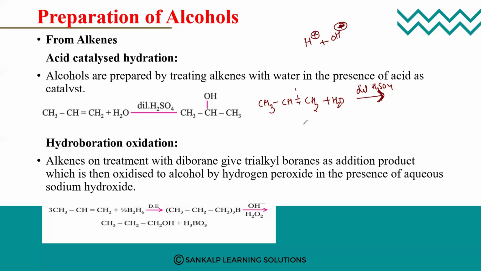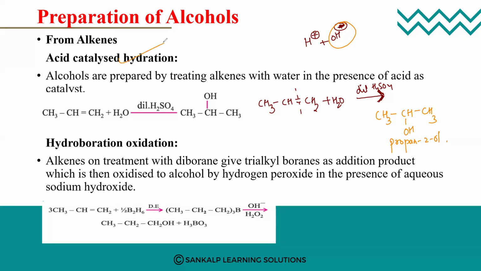This is an unsymmetrical alkene. Across the double bond, the number of carbon atoms are not the same, then we say it is an unsymmetrical alkene. So what will happen? The OH, the negative part, will be added to the carbon with the least number of hydrogens. So what I'm going to get is CH3, CHOH and CH3. This is the addition product. What I've got is propan-2-ol. So this is the answer.